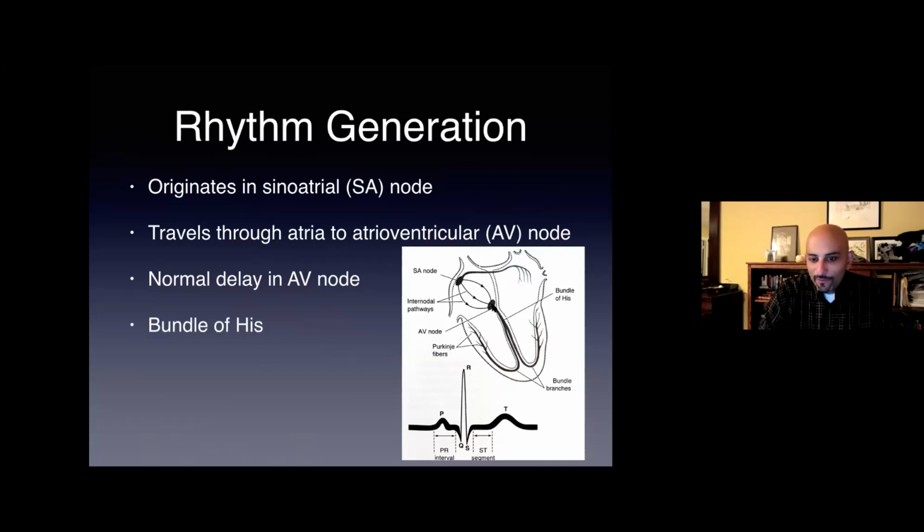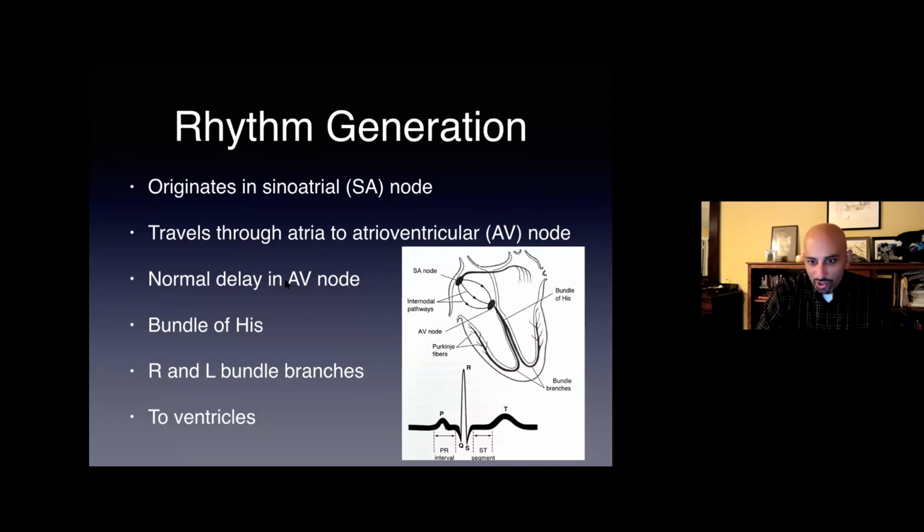And then the impulse from the AV node travels through this bundle of His, which is a single fiber. That bundle then splits into two branches, very creatively called the right bundle branch and the left bundle branch. And then from the bundle branches, the impulse goes to the ventricles through the muscles, and that happens a little bit more slowly.